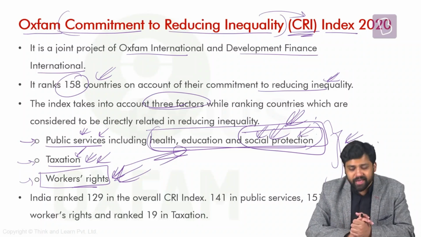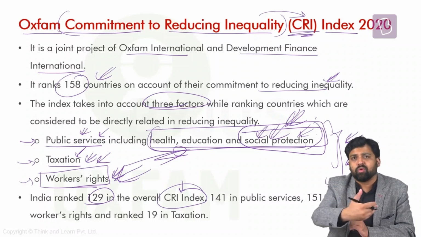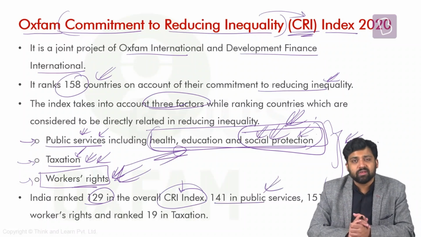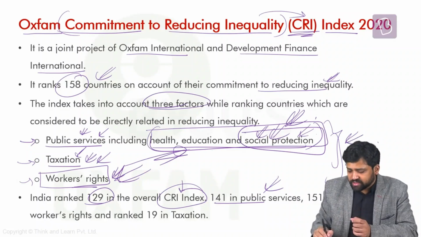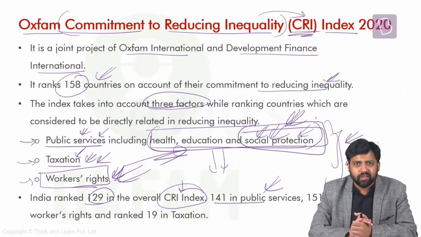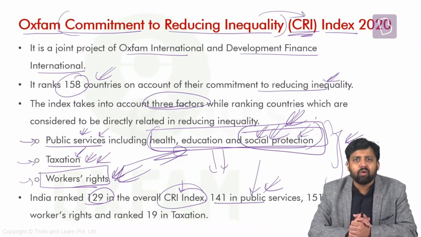As per the index, India ranked 129 overall in the CRA index out of 158 countries. So again, it's not among the top, it's among the bottom. India ranked 141 in terms of public services. And would you agree with it? I don't think there is much divergence when it comes to all these services: health, education, social protection. Definitely we are not among the top. And some of these things you can measure from other indexes, like the human development index, where we also do not perform well. So when it comes to public services, 141 out of 158 countries might not be surprising.